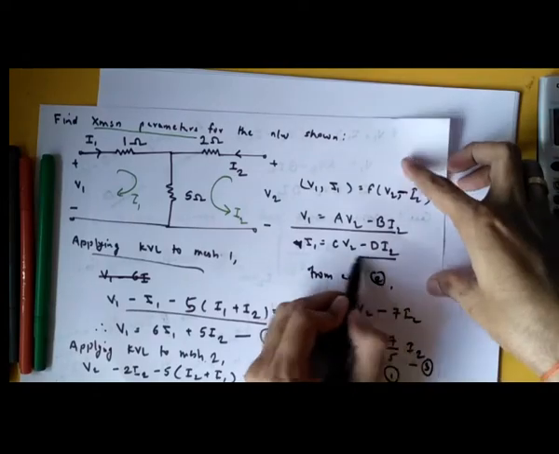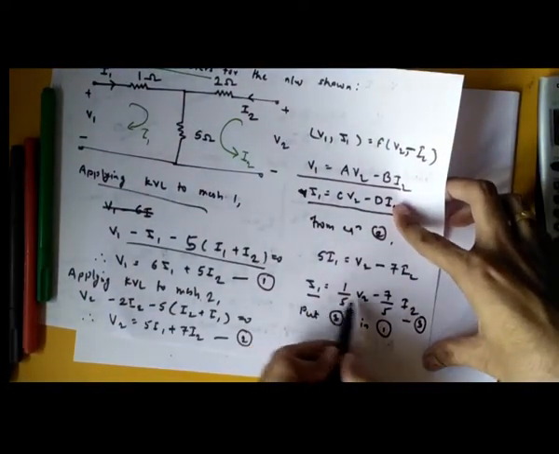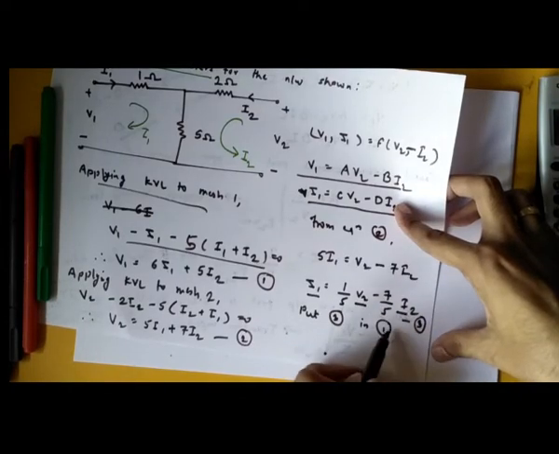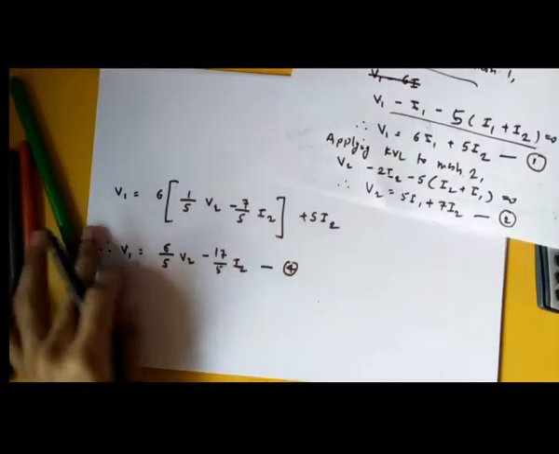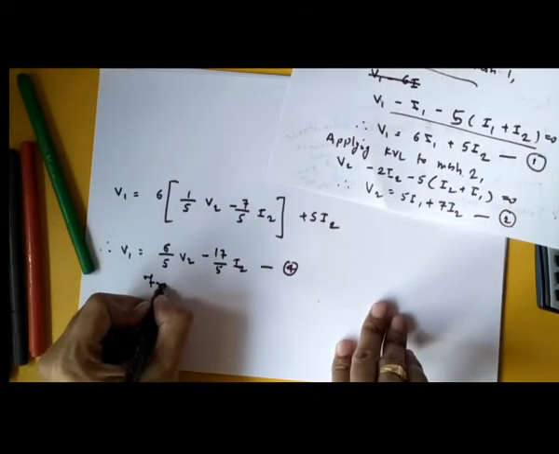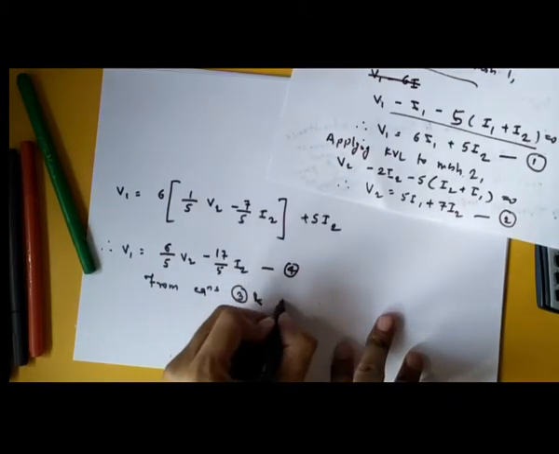So next we want I1 in terms of V2 and minus I2. So let's see, we had found I1, right? So it is already I1 in terms of V2 and minus I2. So we have automatically got both the equations. So equation 3 we want and equation 4. So next what will we write? From equations 3 and 4.